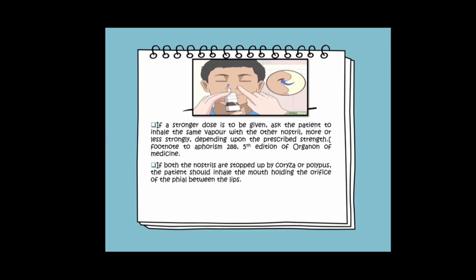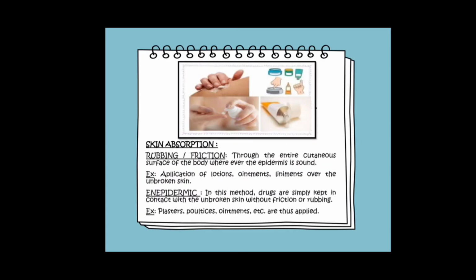Coming to skin absorption, it acts through rubbing or friction. To the entire cutaneous surface of the body, wherever the epidermis is sound, we should rub the given drug on the skin. Example, application of lotions, ointments, liniments over the unbroken skin. Epidermic. In this method, drugs are simply kept in contact with the unbroken skin without friction or rubbing. Examples, plasters, poultices, ointments, etc.